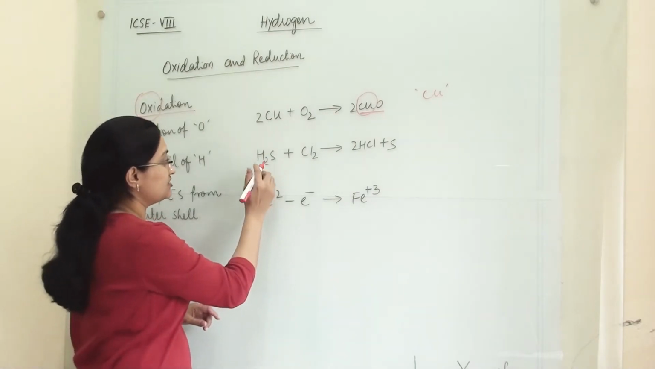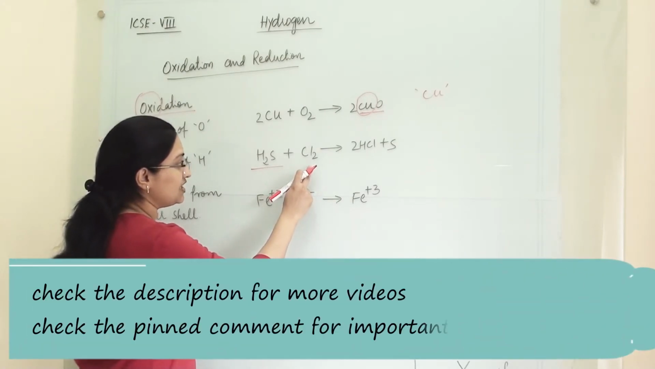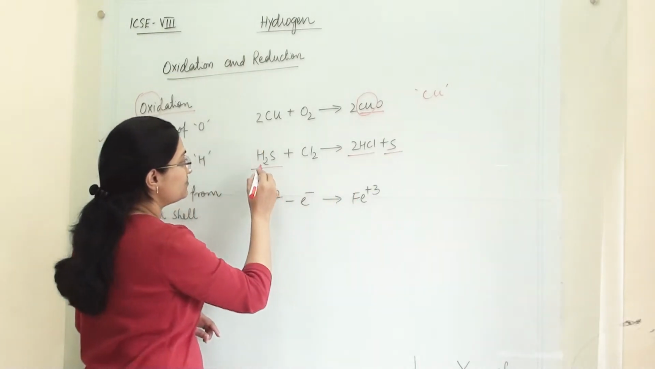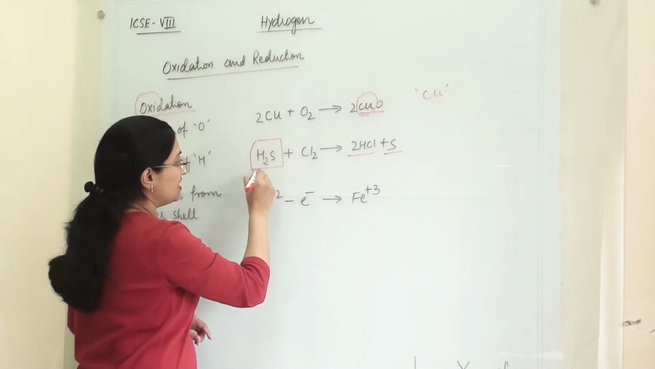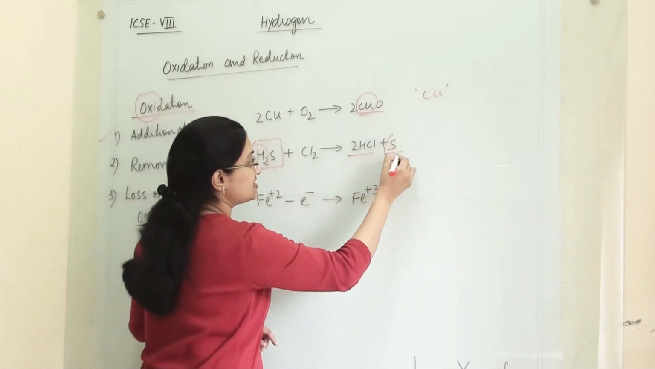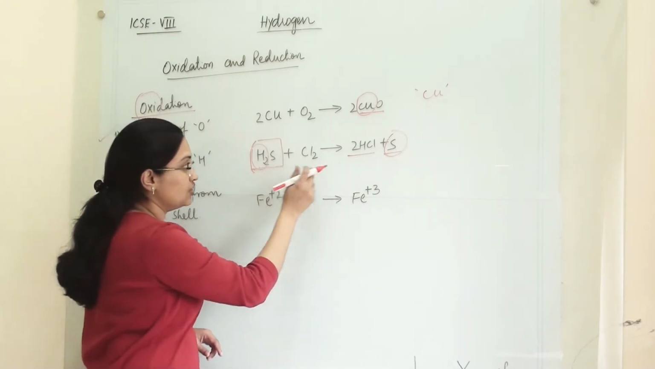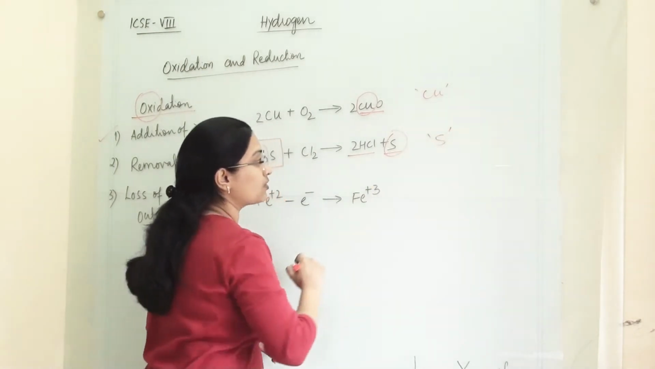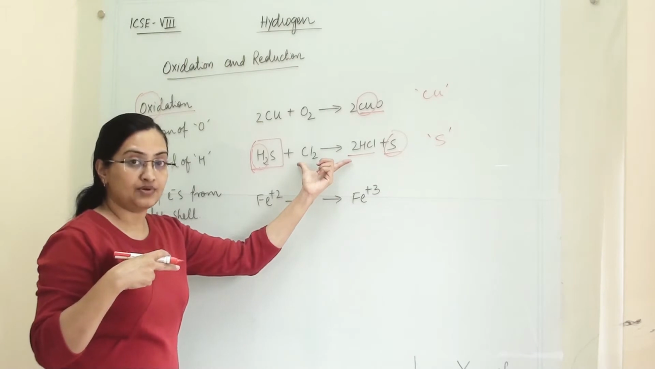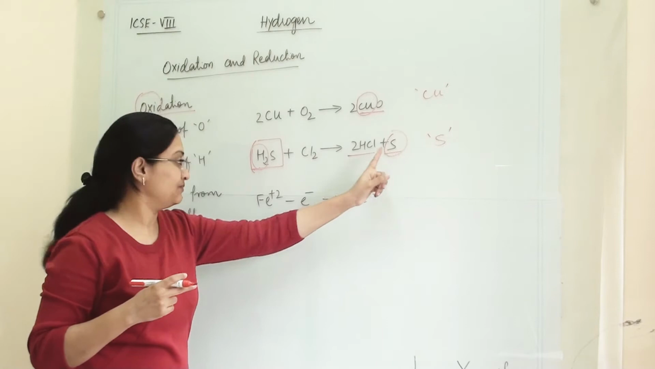So in this reaction, this is hydrogen sulfide gas. When it is reacting with chlorine, it will give us hydrochloric acid and sulfur. Now, if you see this, sulfur was attached with hydrogen and now the sulfur is alone. So we are removing hydrogen from the hydrogen sulfide molecule. So sulfur is being oxidized in this reaction, and hydrogen removal is happening here. That's why this reaction is an oxidation reaction.